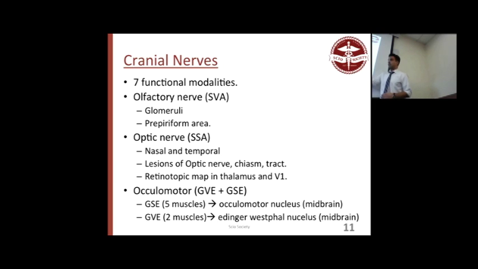When you go back to V1, there's a retinotopic map, just like there's a somatotopic map. So each signal from the different rods and cones projects to a different area, kind of telling you what you see, what wavelength you see.